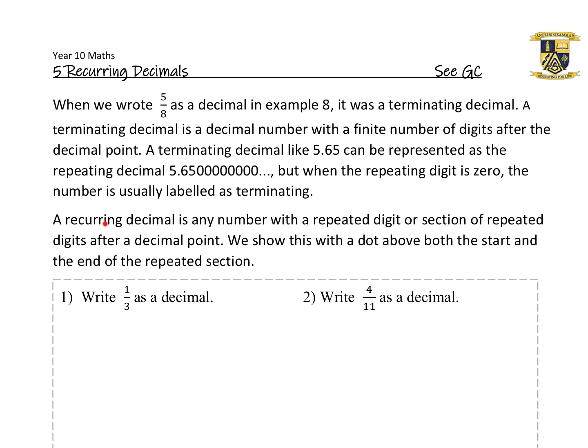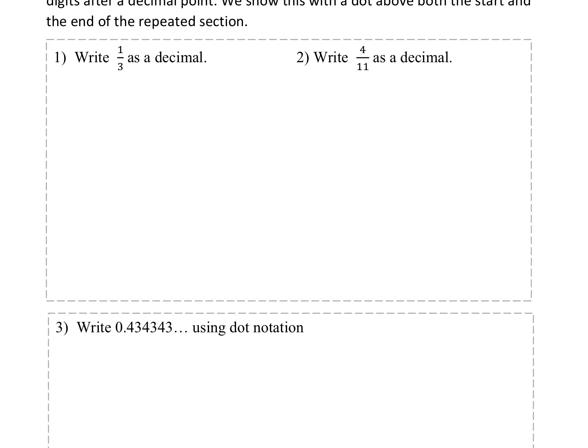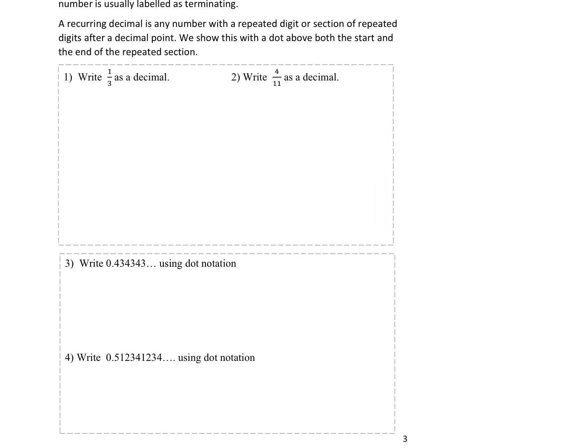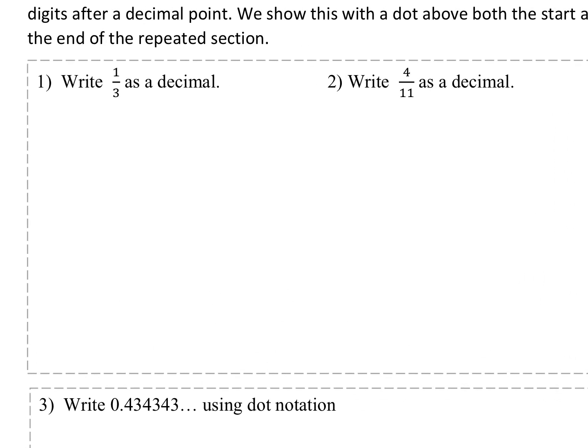A recurring decimal then is any number with a repeated digit or section of repeated digits after a decimal point. We show this with a dot above both the start and the end of the repeated section. So if you're happy with this, you can pause the video and have a go at examples 1 to 4. Now I'll take you through examples 1 to 4.